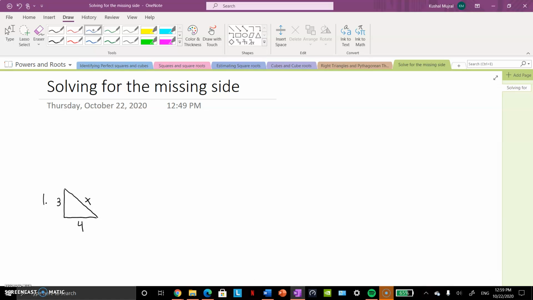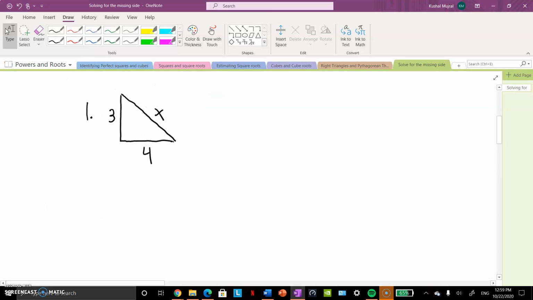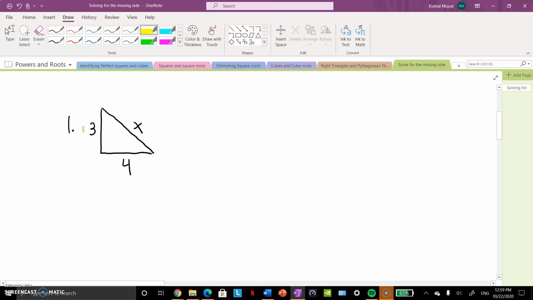Welcome to Solving for the Missing Side. Let's take a look at this question over here. So this side length is 3, this side length is 4, and we're solving for the x over here.